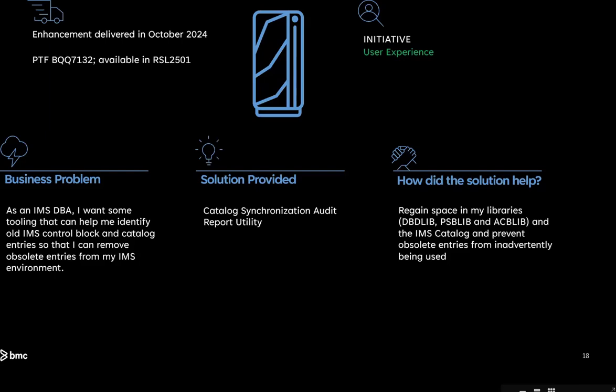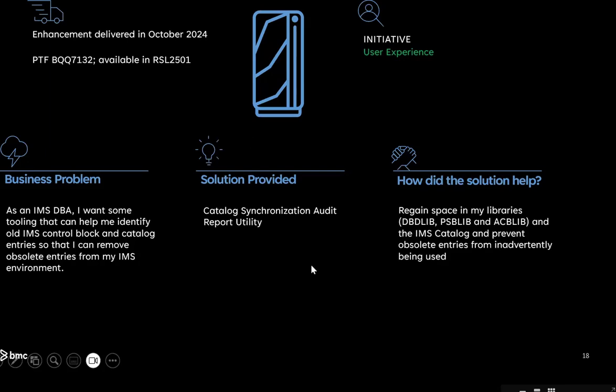So my DBD, PSB, and ACB libraries and the IMS catalog need to be cleaned up by identifying obsolete entries so that I can remove such entries that are no longer used. I need some tooling that can help me trace discrepancies between the catalog and directories. So this was the core business problem. The solution that we provided is, and this is a very recent solution, as you can see, delivered in October of 2024, right? PTF number is this and available with BMC RSL 2501.